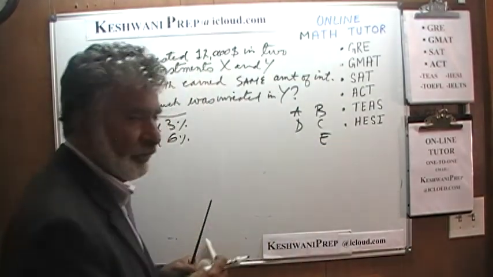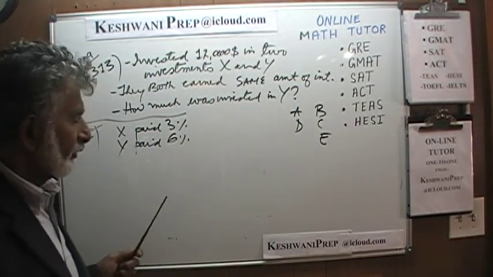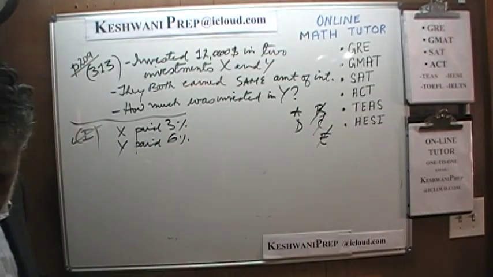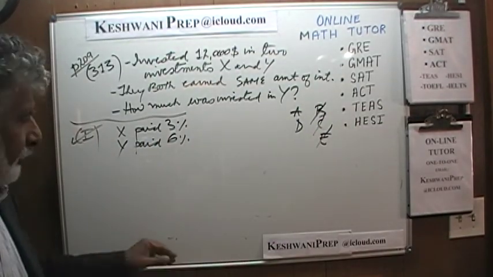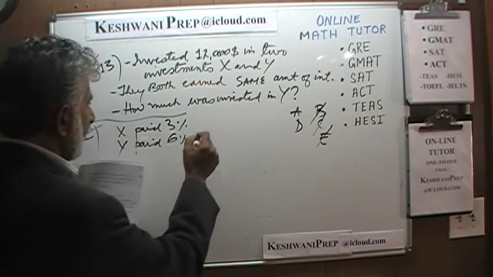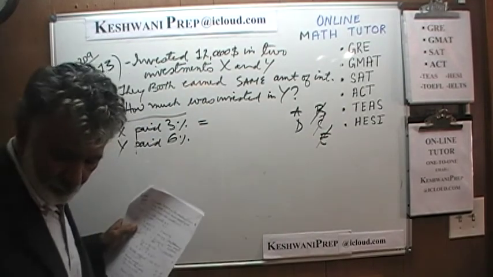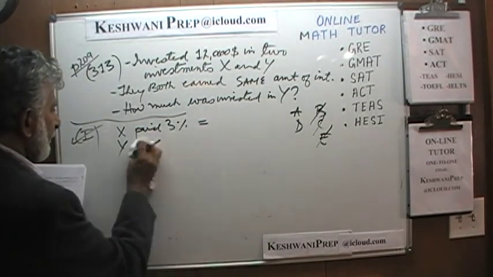There is plenty of information for us to be able to solve it, which means the answer cannot be B, C, or E. Now, if you wanted to, just for learning purposes, we can do it out. So let's put here that the investment and the amount of return is the same.